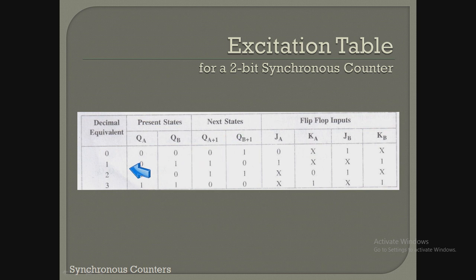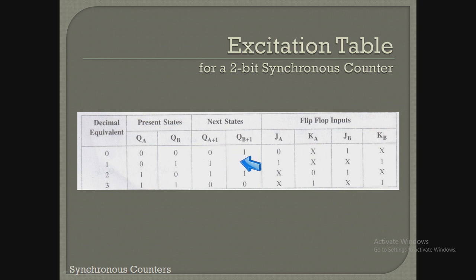For example, in the beginning the flip-flops are in the state 0 0. After 0 0, what state do we want? We want the 0 1 state. So this state should switch to this state. QA should remain 0 in the next state also, but QB should switch to 1 in the next state.